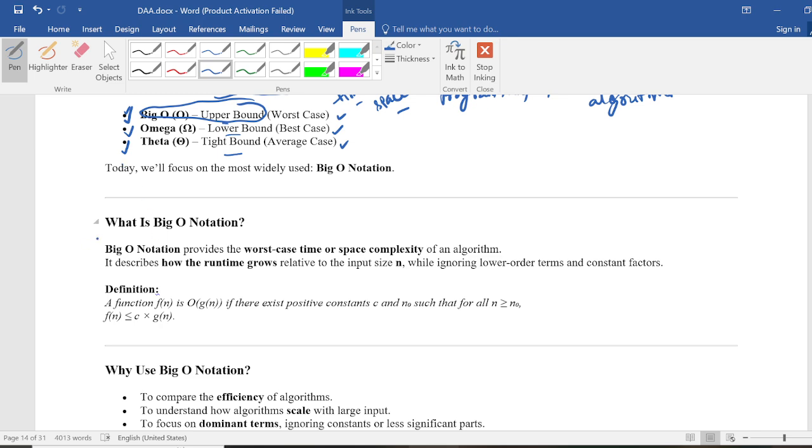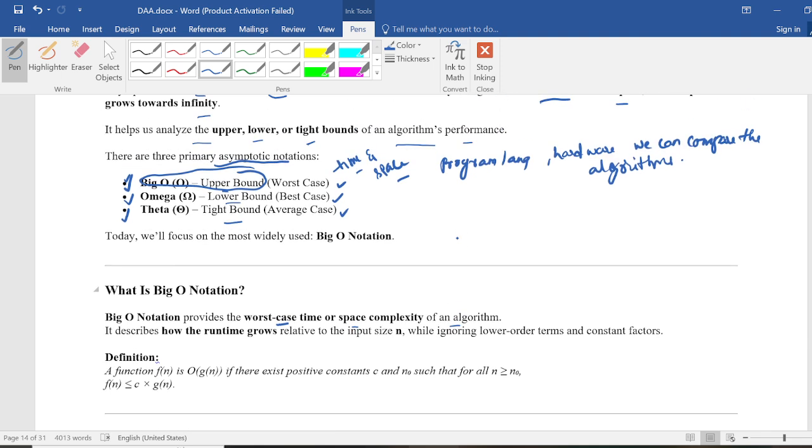In more detail, big O notation provides the worst case time and space complexity of an algorithm, as we have already discussed. It describes how the runtime grows relative to the input size n, while ignoring lower order terms and constant factors.